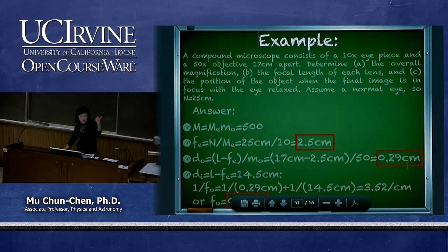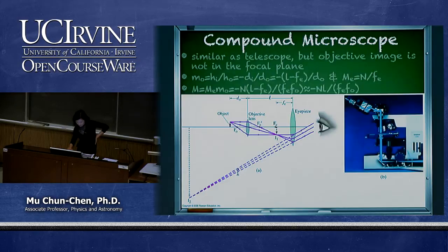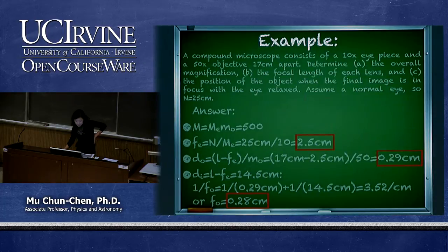But once you know this information, you can then go back and calculate what the focal length of the objective lens is by making use of this relation, which tells you d sub I, this is the distance between the image and the lens, is given by L minus FE, which is, once again, shown on this diagram. Right? And then using the lens equation, you can then find out what the focal length of the objective lens is. Any questions? All right, so this is good.